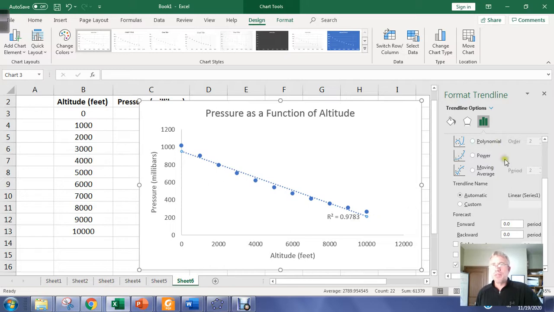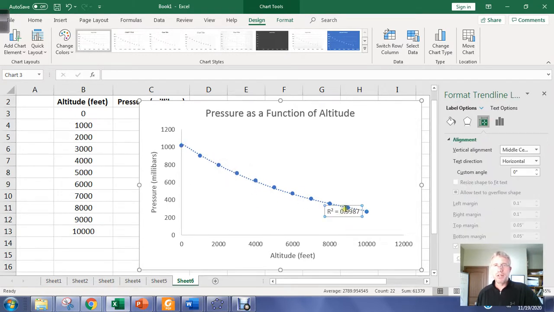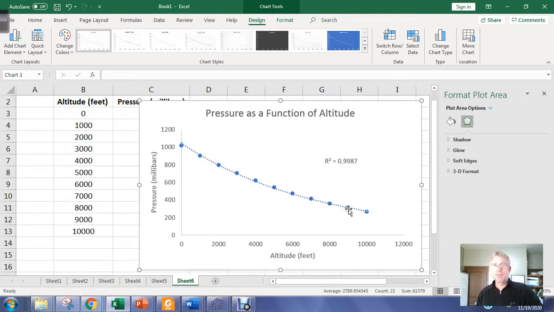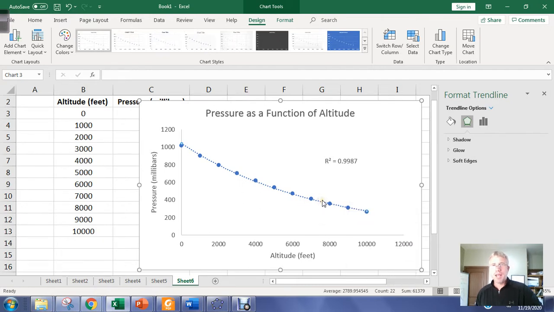But it turns out that if we fit an exponential model, so see here is the option to do an exponential model, which is going to do an exponential function base e, we get an r-squared score of 0.9987, so even closer to 1. And we can see that the regression line actually fits the data better than the linear model did. So we want to make sure that we add both.